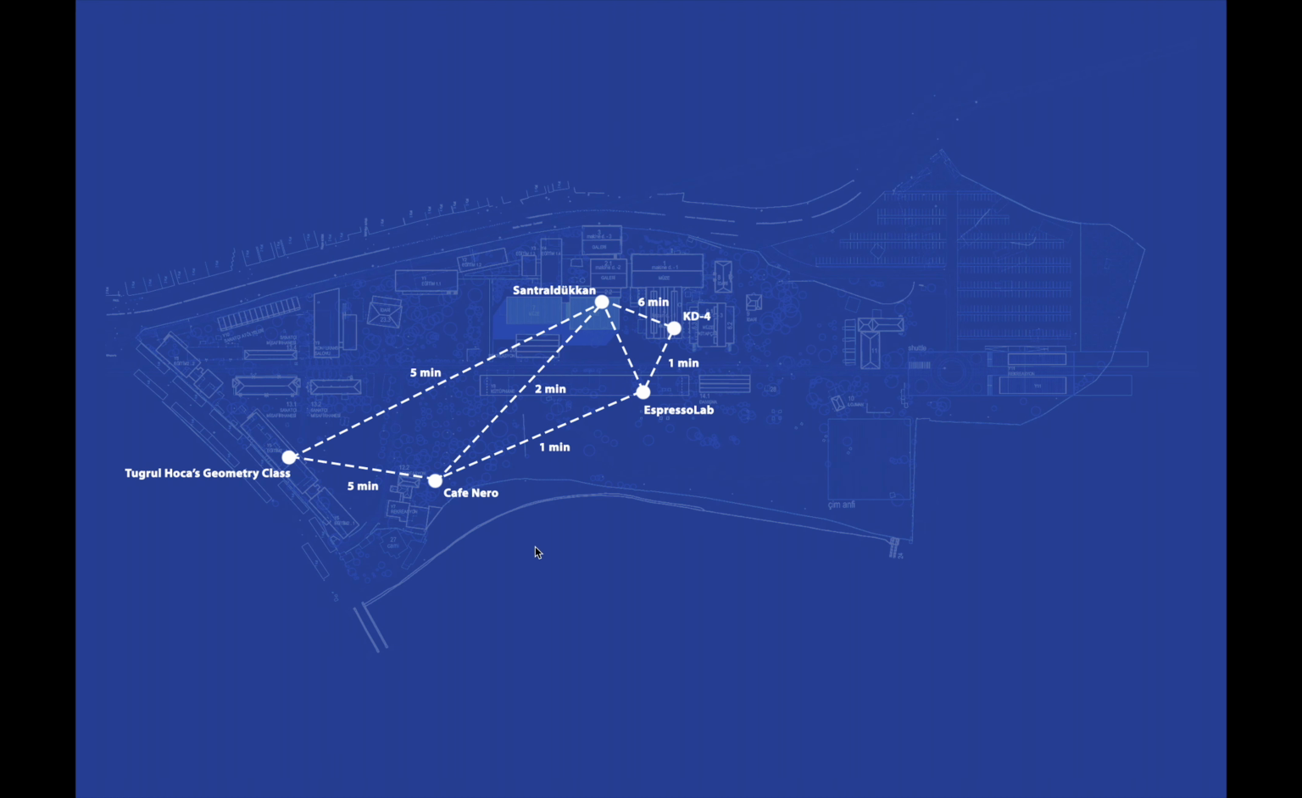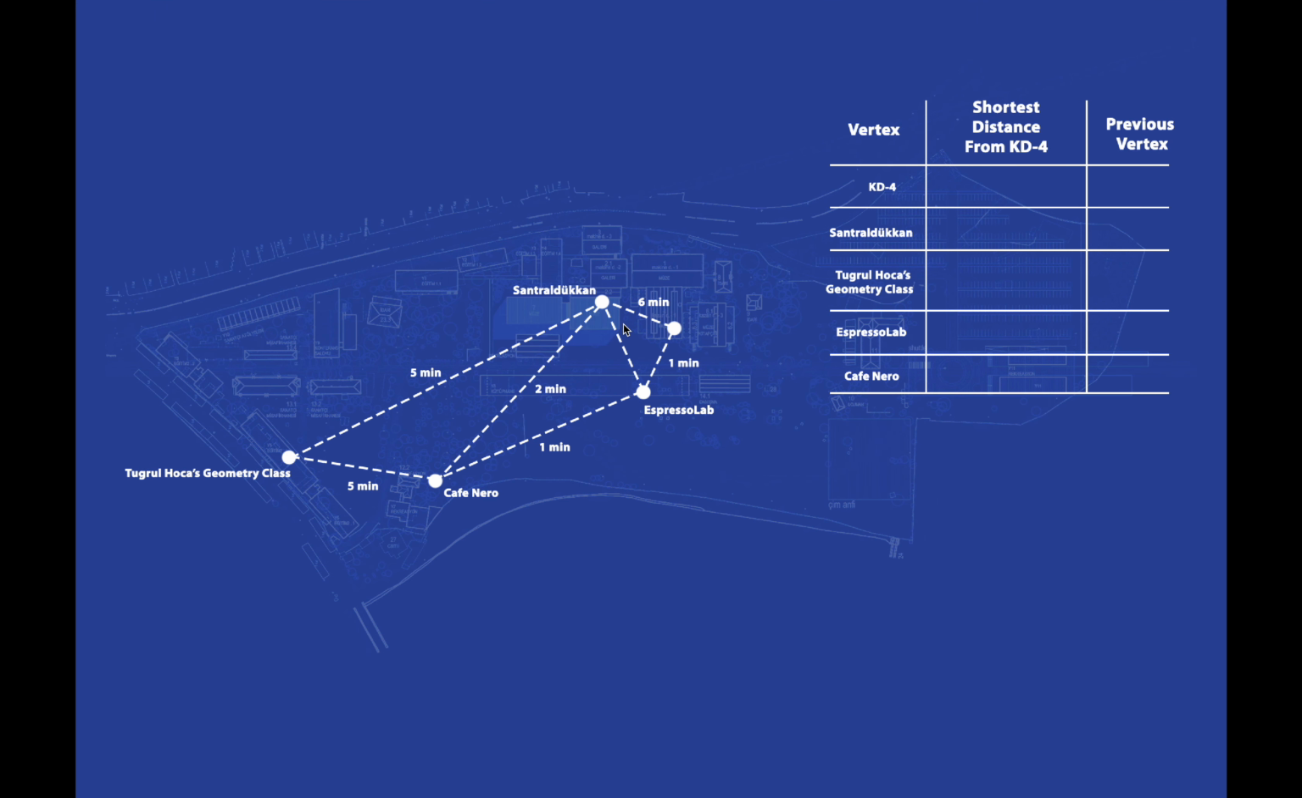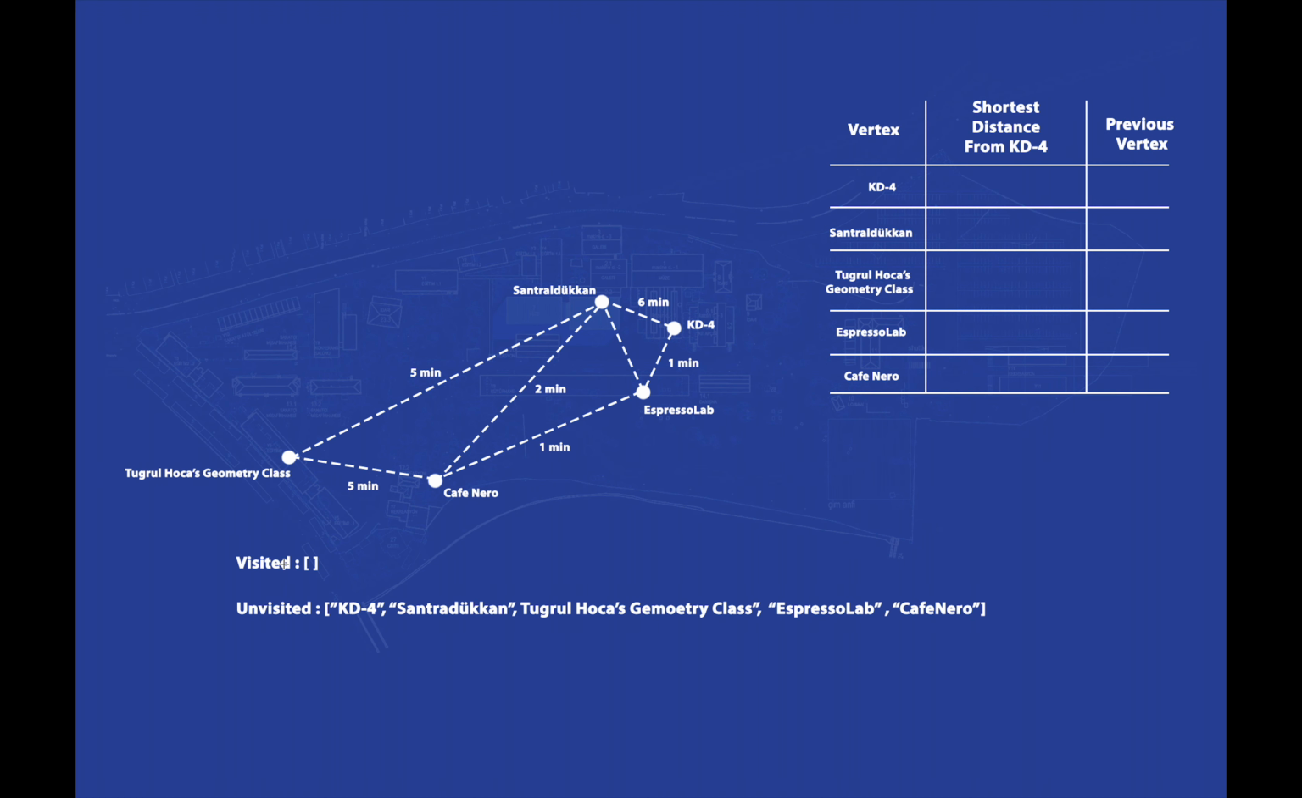Here we can see the distances, how many minutes it takes to go from KD4 to Central Dükkan, for example. In this table we can see our vertices, our points. Here we can see the shortest distance from KD4, because KD4 is our starting point, and the previous vertex. I divide these vertices, these nodes, these points into two groups: one is visited and the other one is unvisited.